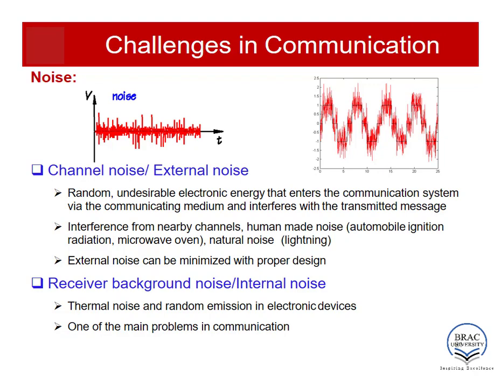Then another type of noise is receiver background noise or internal noise. It is actually the thermal noise and radiation emission from the electronic devices. So the difference is external noise is easy to remove. If we use proper design, then it can be removed easily, but internal noise is a big problem. It is actually a tough thing to handle.